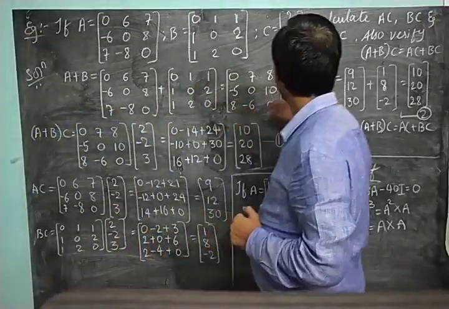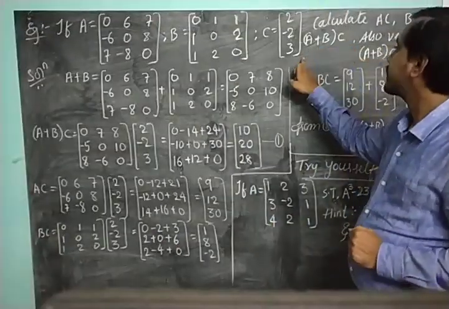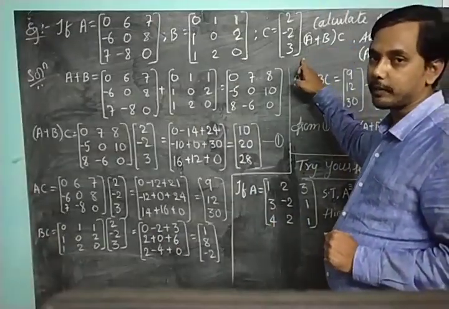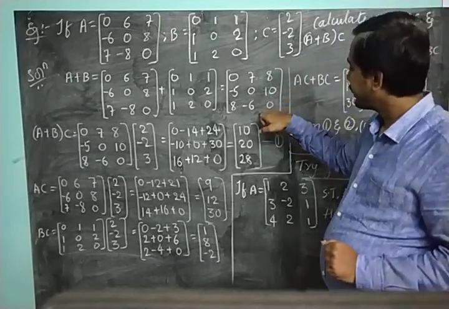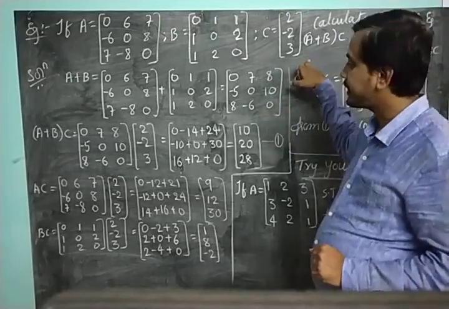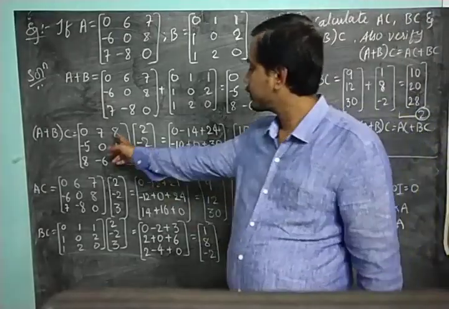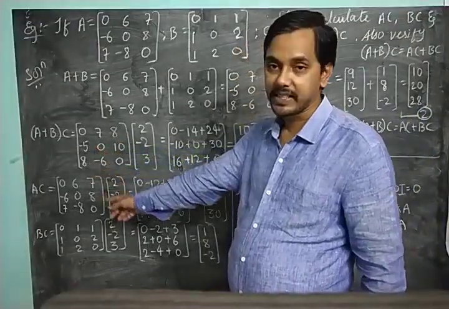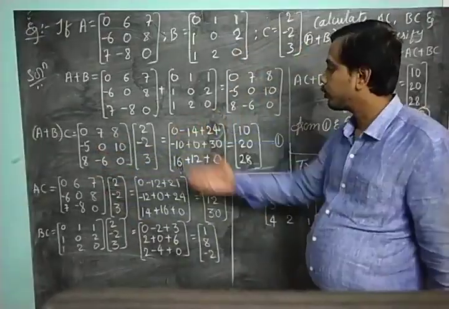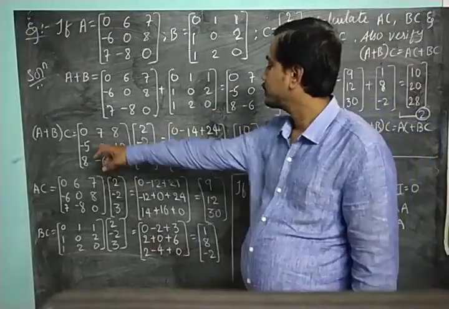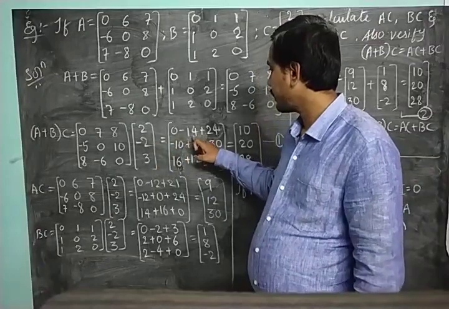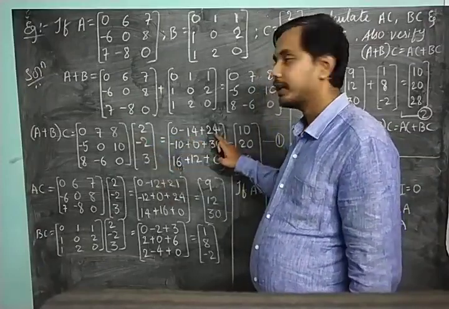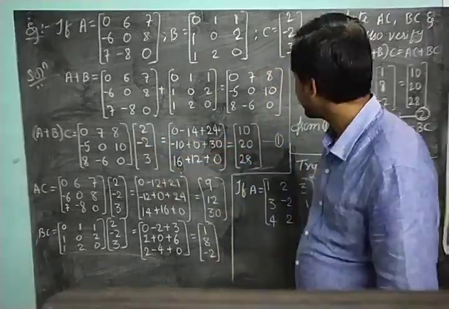Now (A plus B) into C is needed. So what is C? It is given by a 3 cross 1 matrix, 2, minus 2, 3. So multiply A plus B and C. A plus B is 0, 7, 8, minus 5, 0, 10, 8, minus 6, 0. C is given 2, minus 2, 3. Right? 0 into 2, 0. 7 into minus 2, minus 14. 8 into 3, 24. Right?